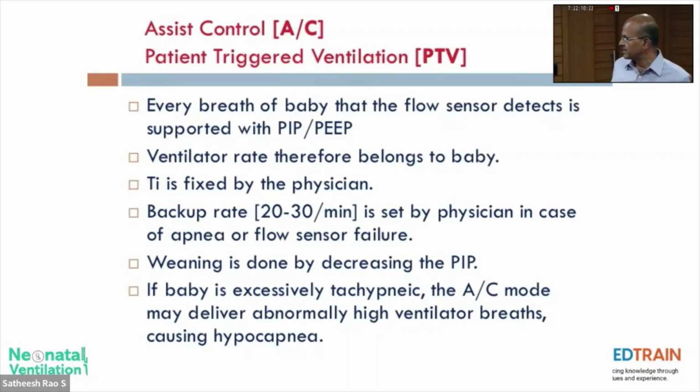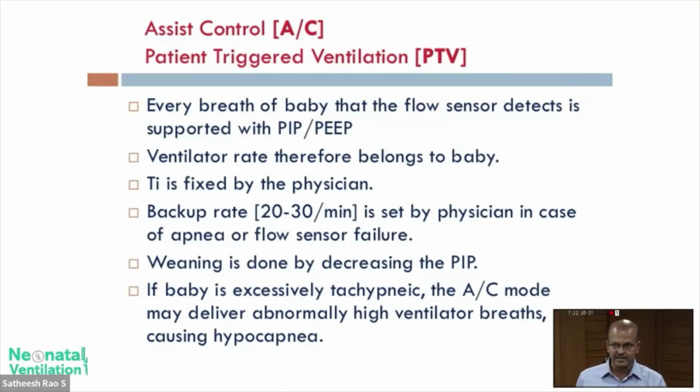Every breath of the baby that the flow sensor detects is supported with the PIP. The PEEP, of course, is continuing in the background. So the PIP is reached for every breath that the ventilator triggers. So where you have a risk of excessive fast breathing, this is not the ideal mode. If the baby is either breathing too fast or there is auto triggering due to whatever reason, you may need to consider switching, or you need to change the flow threshold, the trigger threshold.